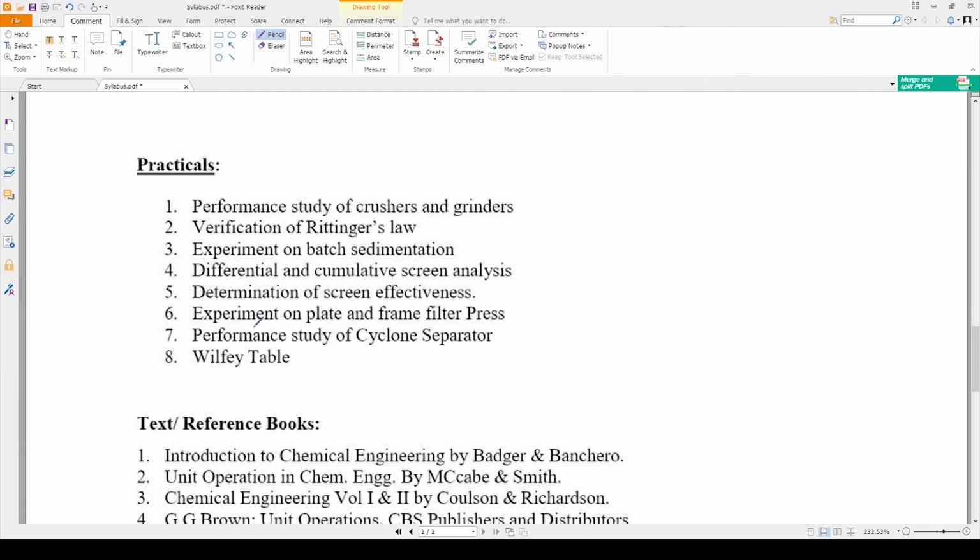In practicals we have 8 experiments. The first one is performance study of crushers and grinders. Crushers and grinders are mainly size reduction equipment. Then verification of Rittinger's law. Rittinger's law is an energy equation. It calculates how much energy is required to crush a ton of solids to a particular size. In experiment 3, you'll study batch sedimentation, how to settle solids suspended in a fluid. In the fourth one, we have differential and cumulative screen analysis. Screen analysis basically deals with screening a mixture of particles of different sizes. Then determination of screen effectiveness, how to calculate if the screen is effective or not.